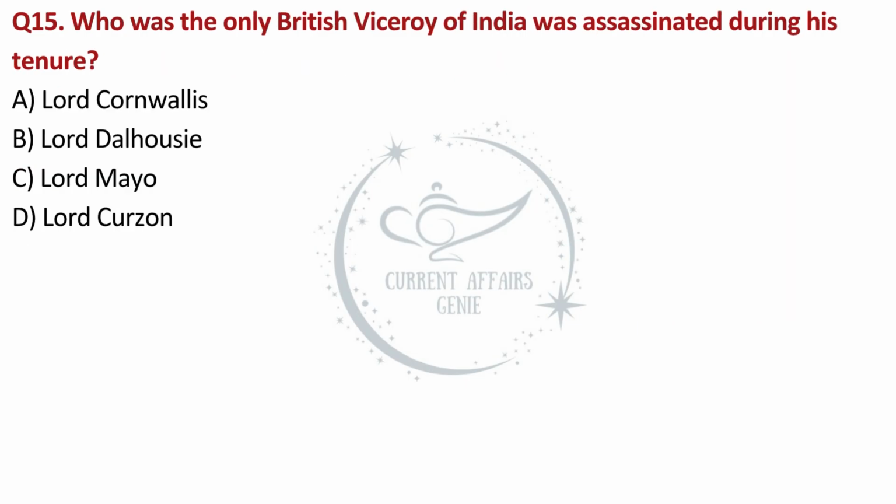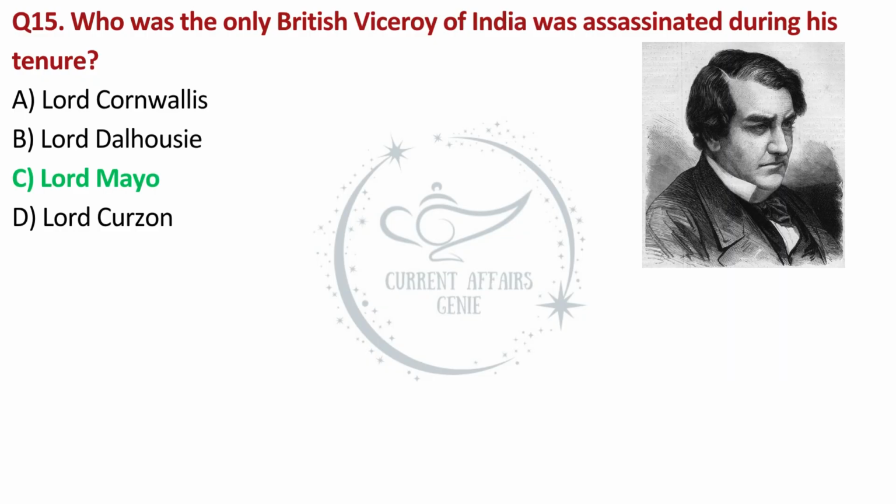Who was the only British Viceroy of India assassinated during his tenure? Option A. Lord Cornwallis. Option B. Lord Dalhousie. Option C. Lord Mayo. Option D. Lord Curzon. Correct answer. Option C. Lord Mayo.